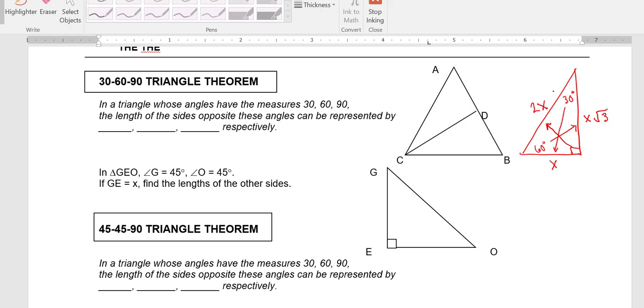So again, just to summarize, the side opposite the 30 is x, the side opposite the 60 is x root 3, and the side opposite of the 90 degree angle, or the hypotenuse, is 2x. So it's always going to be x, x root 3, 2x.